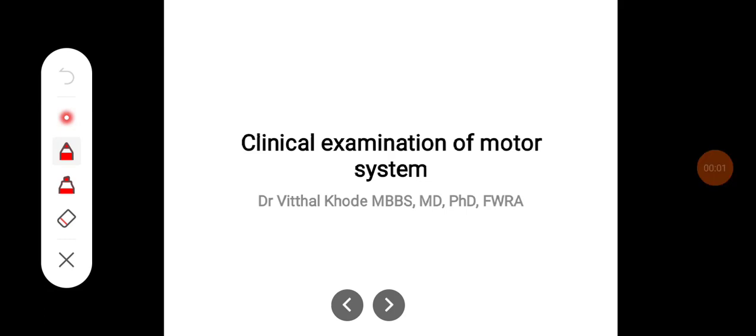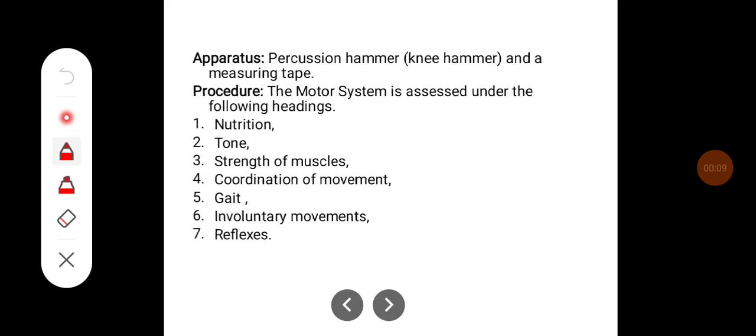Hello everyone. In this class, we'll try to learn how to perform clinical examination of the motor system. The apparatus required are a percussion hammer, that is a knee hammer, and a measuring tape.